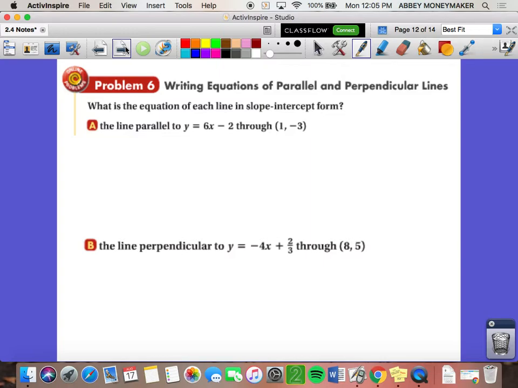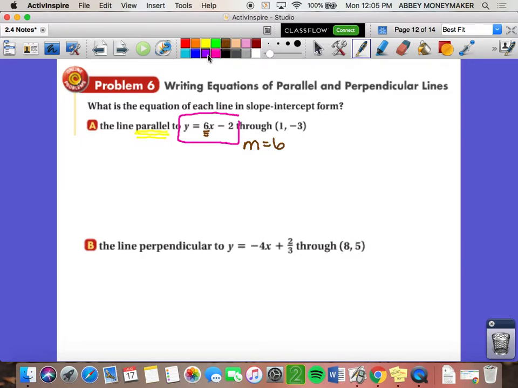It wants us to find a line parallel. As I'm reading, I am annotating. The line parallel. So in my mind, automatically, I know they're going to have the same slope. So let's look at our equation here. y equals 6x minus 2. I know that the 6 is my slope. That's going to stay the same. So my slope is still 6.